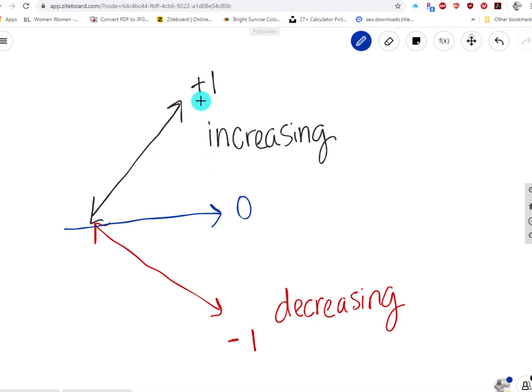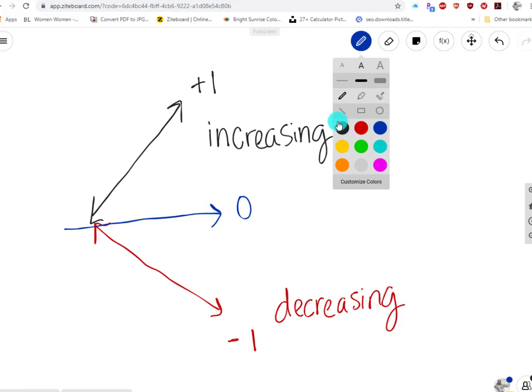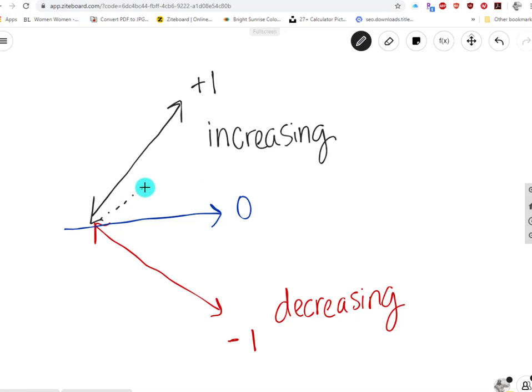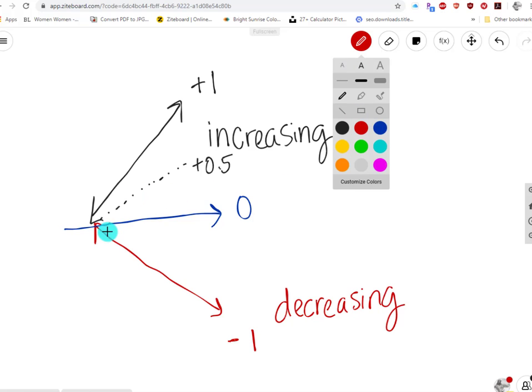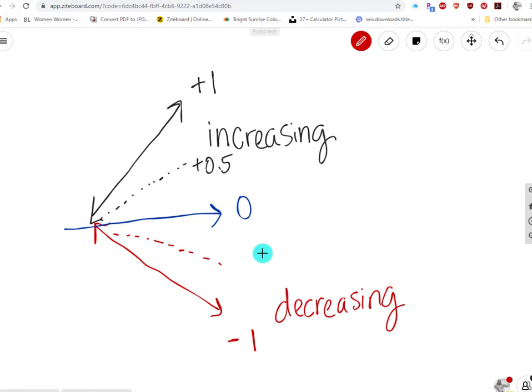Now, between 0 and positive 1, I have an infinite amount of numbers. Exactly in the center, I can say that this might be positive 0.5. And maybe exactly in the middle of 0 and negative 1 would be negative 0.5. Ultimately, this positive number right here is saying that something is increasing, or that there's a positive correlation.